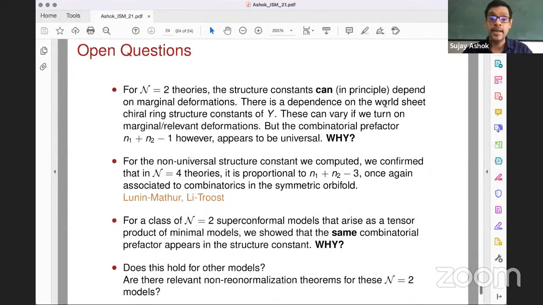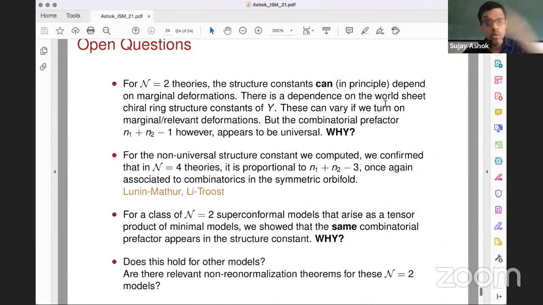But for us, it is a surprise because for N=2 theories, the structure constants do change. They satisfy these TT-bar type equations of Cecotti and Vafa. And it's not clear why we again find these combinatorial factors. More surprisingly, for the one non-trivial N=2 example that we studied, for the non-universal factor, we again find this n1 plus n2 minus 3 coefficient, which suggests that there should be some symmetric orbifold interpretation, but why they should match under deformation from the symmetric orbifold point to any other point is not clear to us.